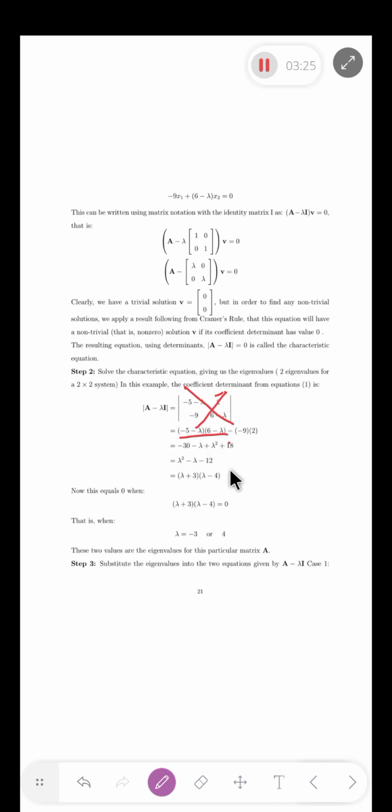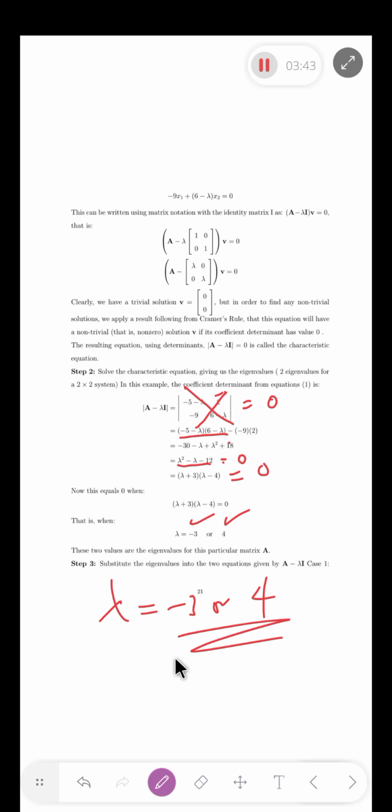When you equate this to 0, you have a quadratic equation equal to 0. So lambda plus 3, lambda minus 4 is equal to 0. So lambda is equal to minus 3 or 4. Now you have two results, so my eigenvalues are minus 3 and 4.